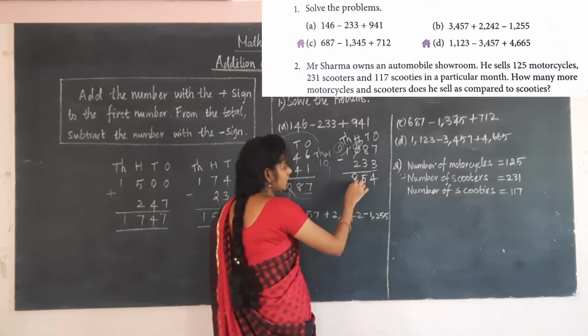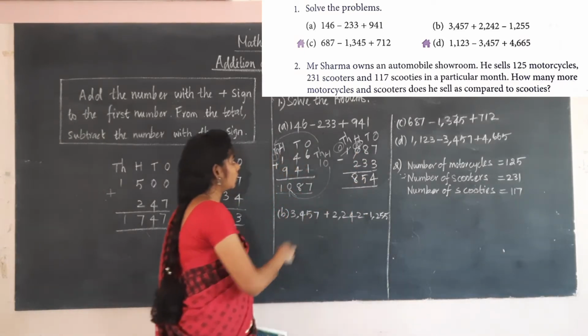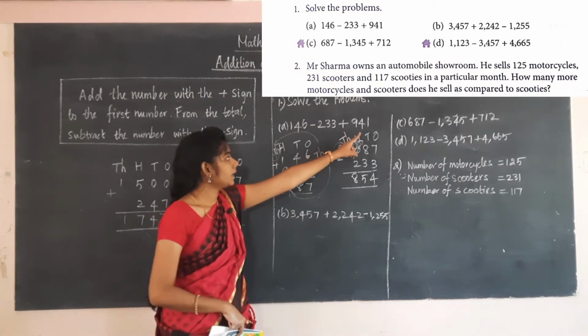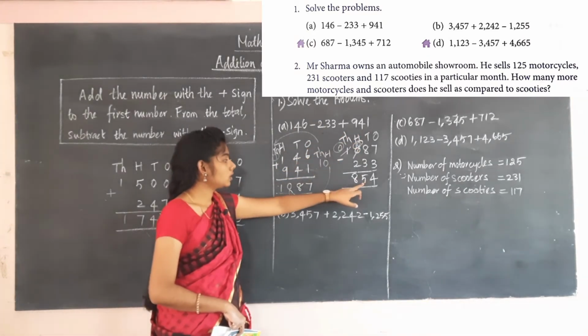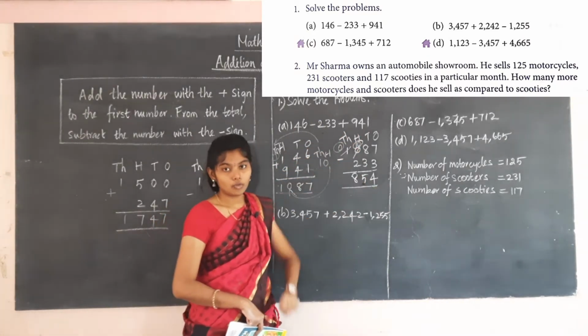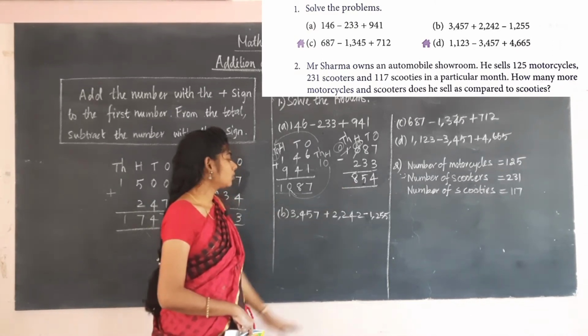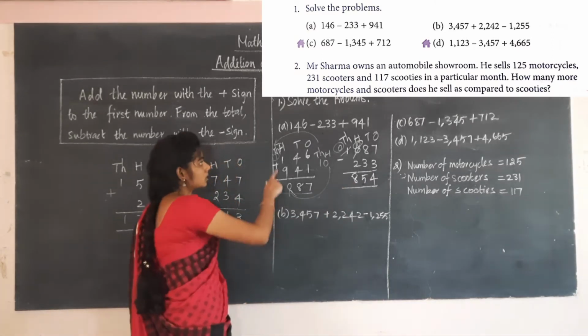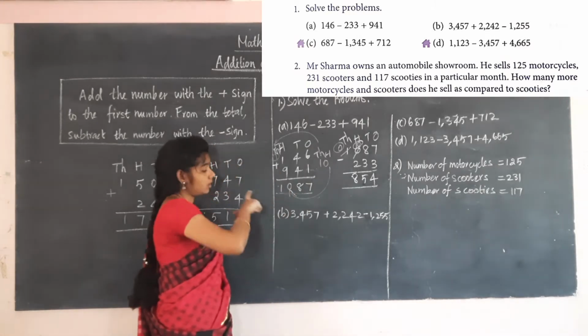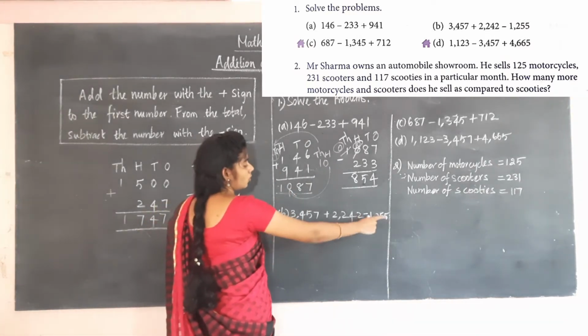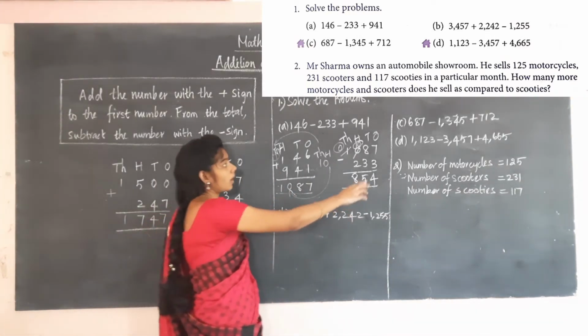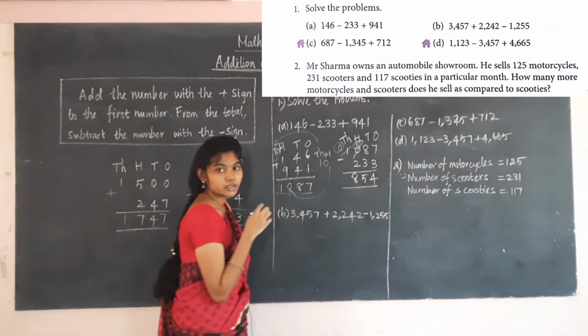10 minus 2 is 8. So the answer is 854. While adding and subtracting this number, we have got the answer as 854. And the next is the sum of the same. This is for a 3-digit number that I have done. Here a 4-digit number is given. So I will do this sum, and the remaining 2 sums you are going to do as your homework.